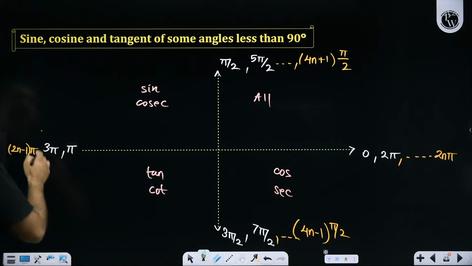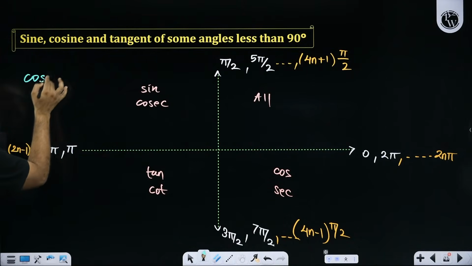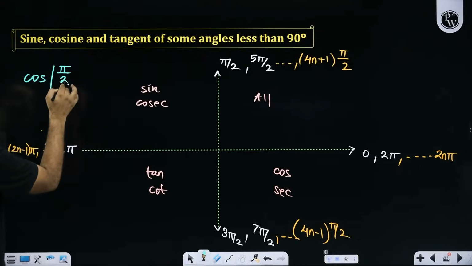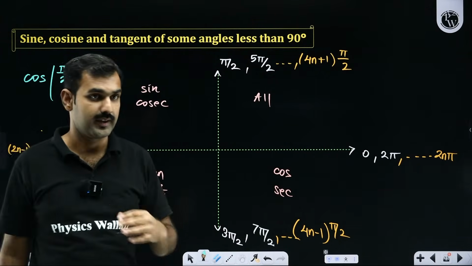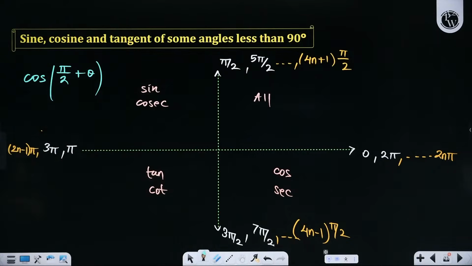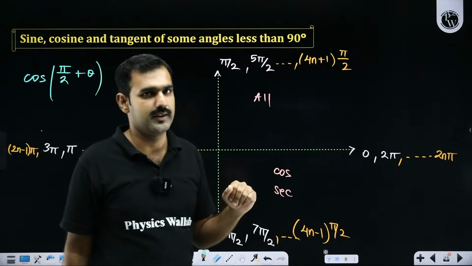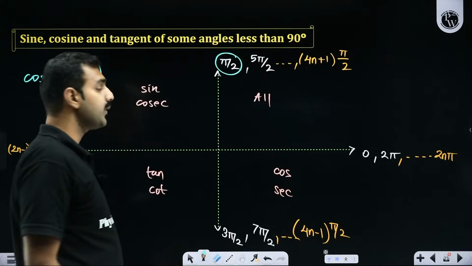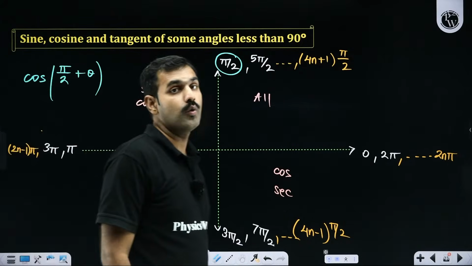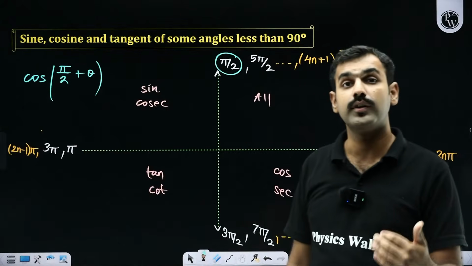Let's say I ask you cos(π/2 + θ). Give me a second, everyone. Sorry, what did I say? Cos(π/2 + θ). Where is π/2? This is π/2. π/2 we found where? π/2, we found on the y-axis.